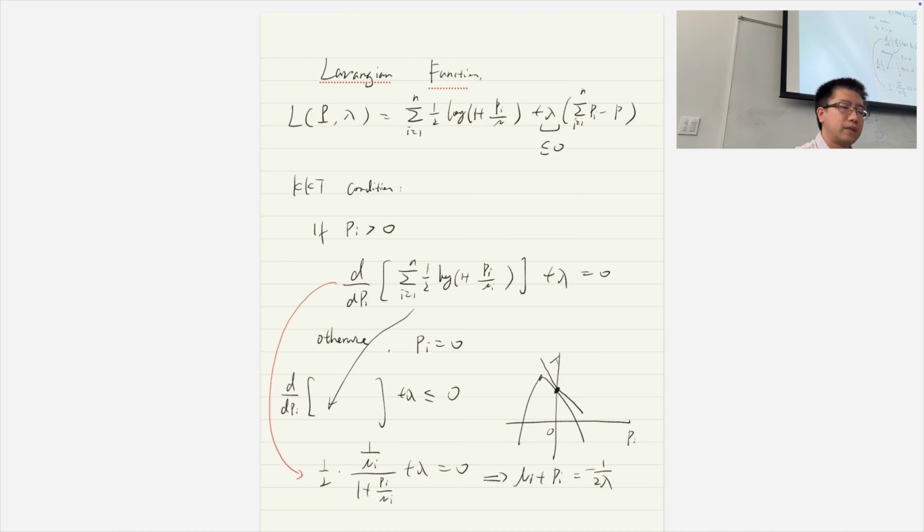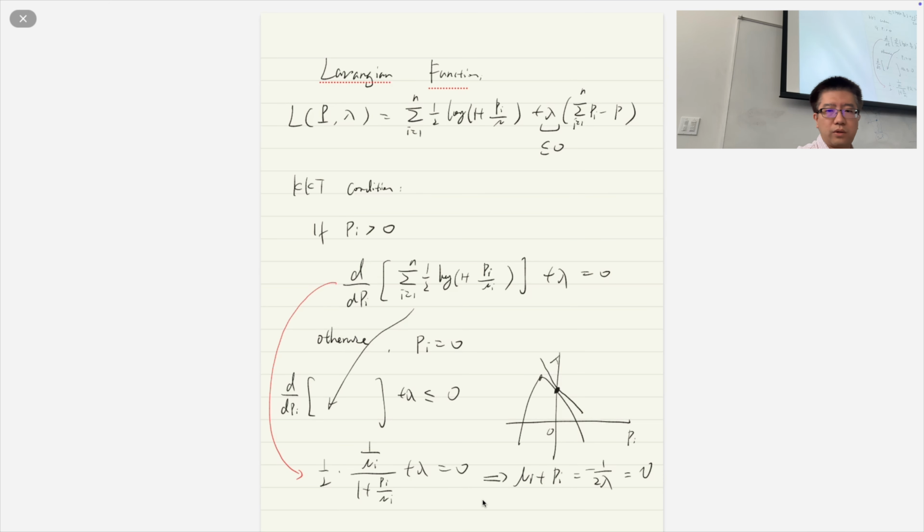Because lambda is just a constant, a Lagrangian multiplier, it doesn't matter what the form of it is. And lambda is less than or equal to 0, so this makes sense, because this plus that has to be bigger than 0. So we just give a new name here. We call it nu. So this guy equals nu. Therefore, we have our solution.